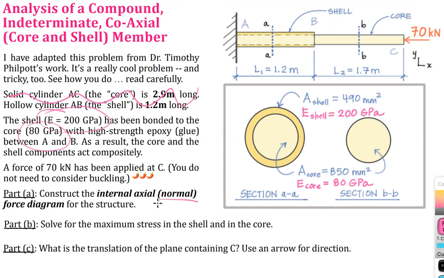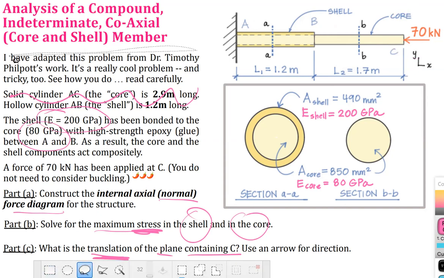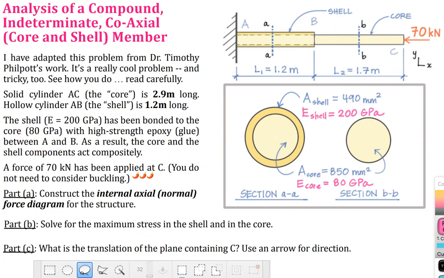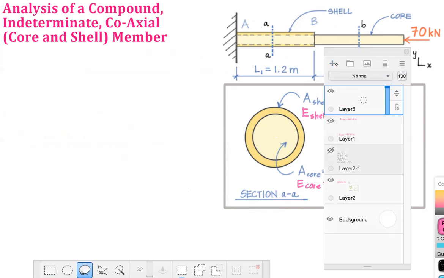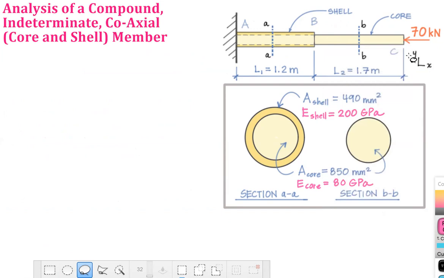We want to do a normal force diagram. We want to solve for the maximum stress in the shell and in the core. And then we want to determine the translation of the plane containing C. So where does that end move after we apply this force? Okay, to give myself a little bit of space to work this problem, I'm going to turn off that problem statement. We can bring it back if we need it and work on a new layer here.